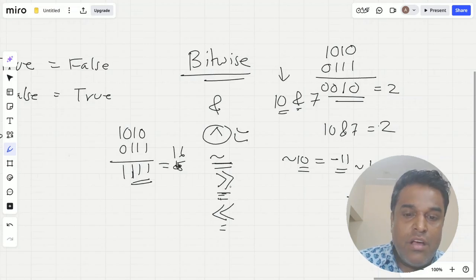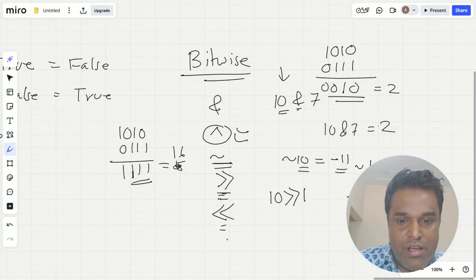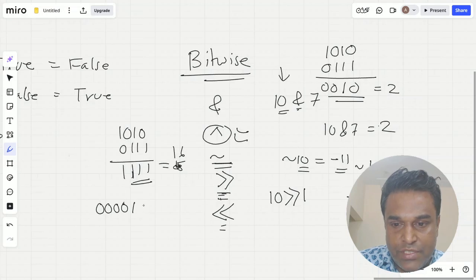Then we have the right shift and left shift. Right shift is basically, if I do something like 10 and I shift that by 1, it is a shifting of bits. If you take the 8-bit representation, 0000 1010, and I shift it to the right, what is going to happen? Every bit will shift to the right, and we will add a 0 at the left.